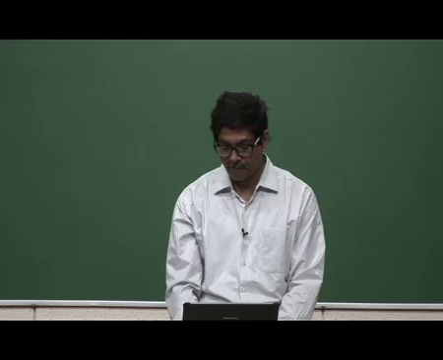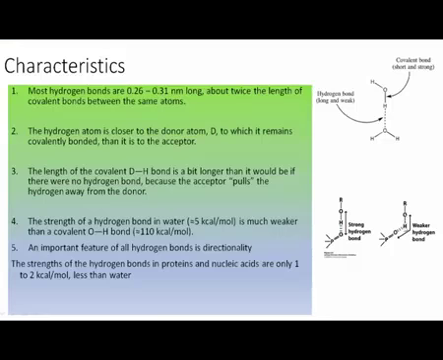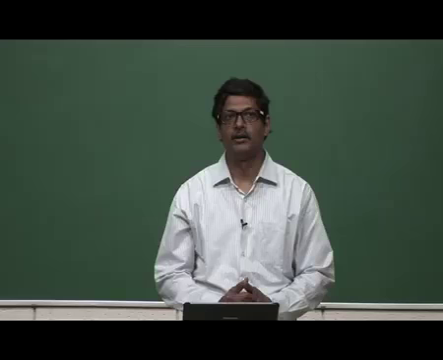If however, these two are not linear, that means the hydrogen bond is formed at an angle to the next acceptor group oxygen, then this angle actually reduces the strength of the hydrogen bond. So, the hydrogen bond strength in proteins and nucleic acids is only about 1 to 2 kilocalories per mole, which is much less than water. In water it is about 5 kilocalories per mole.